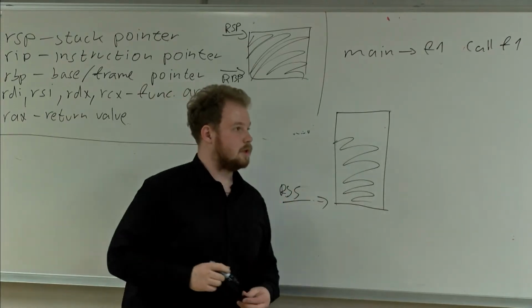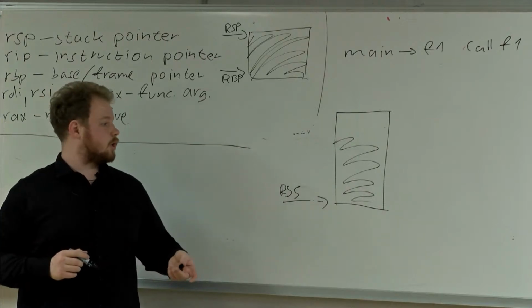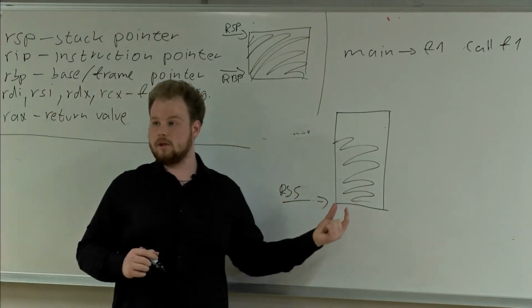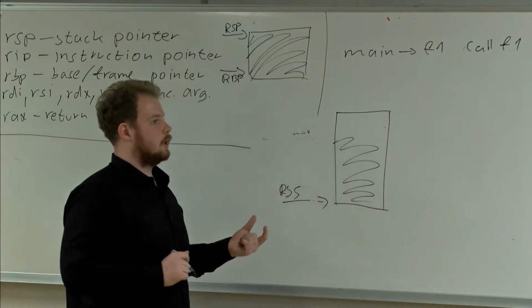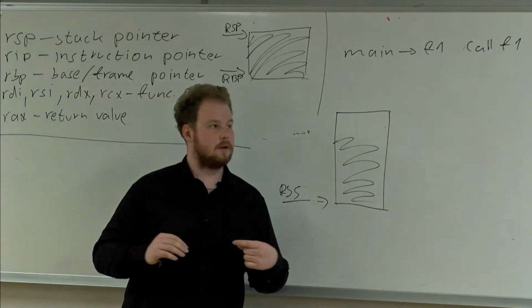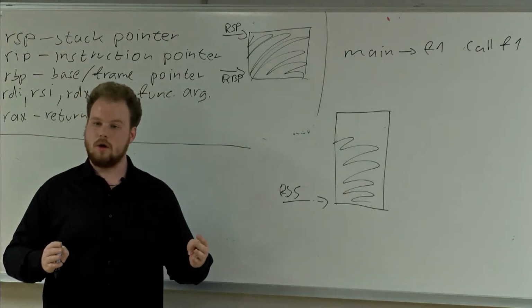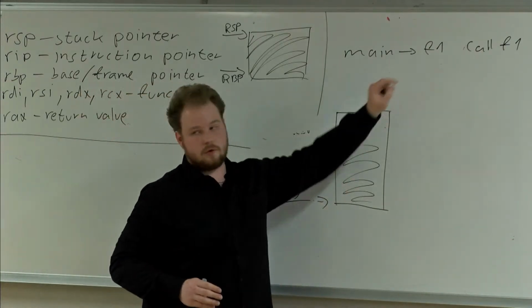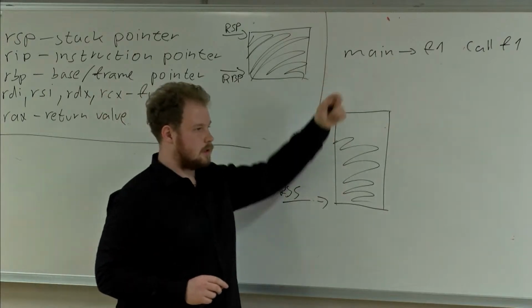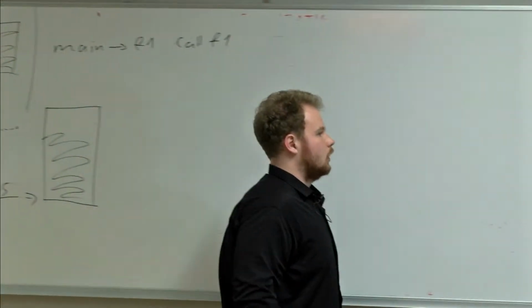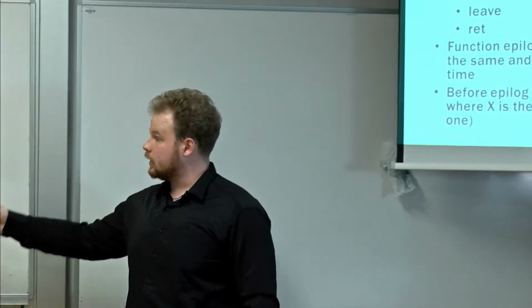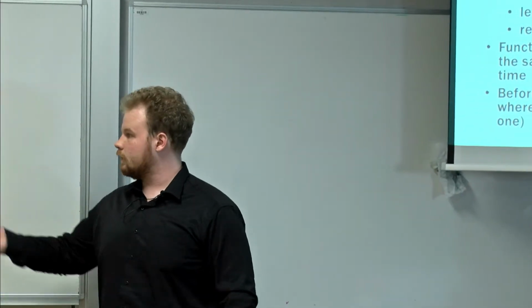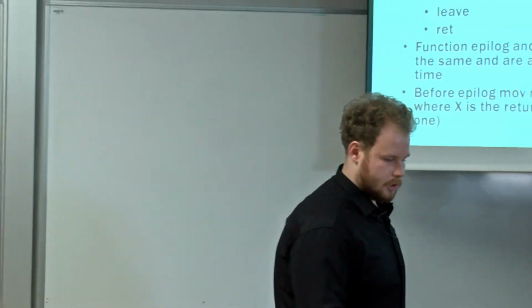This is the leave instruction, and the return instruction will pop the value that is on the stack into the instruction pointer. So it will help the program continue execution where initially the F1 function was called, in this case in main. And of course, before returning, the RAX gets populated with the return value, as we mentioned there.